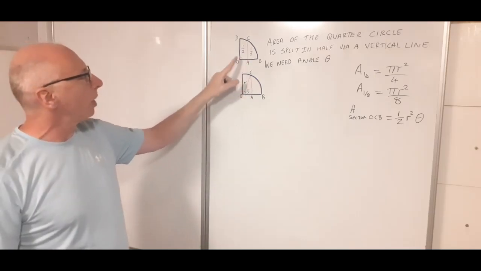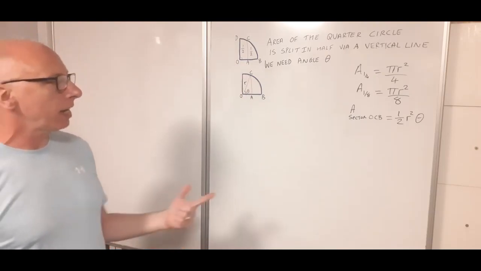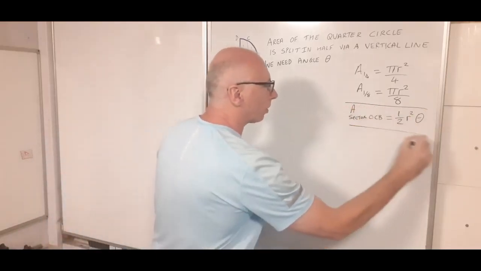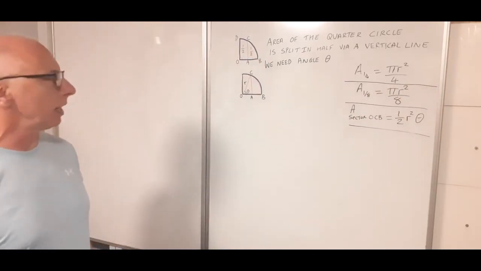We also know that OB and OD are also radii. So that's some information I've got already. This one will come in good for us, and we've got that there in case we need it.